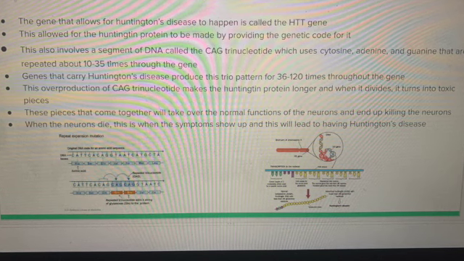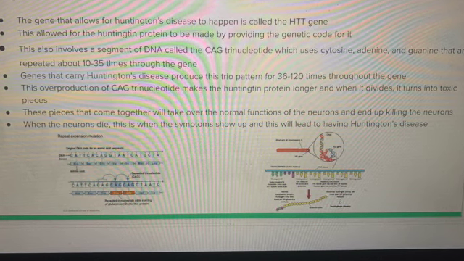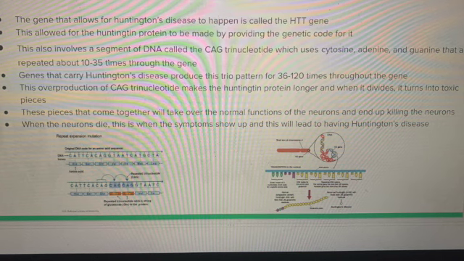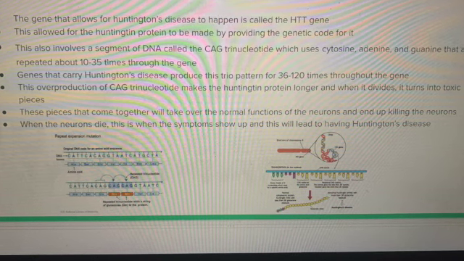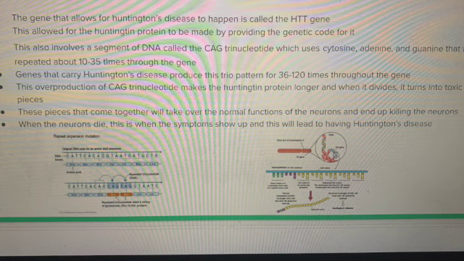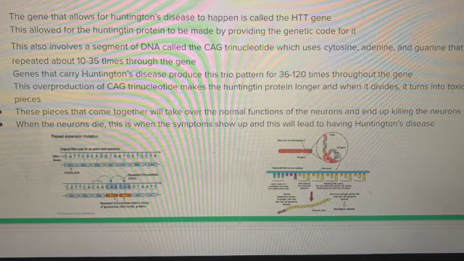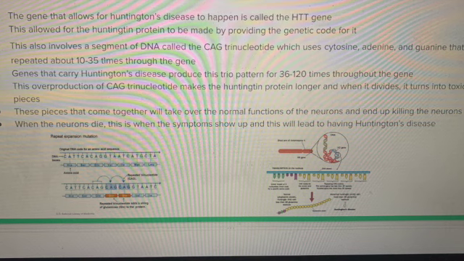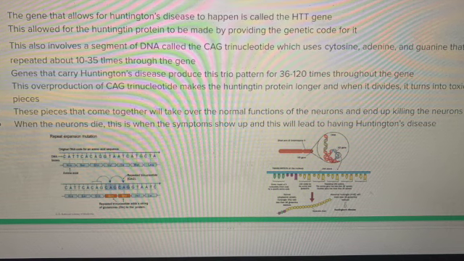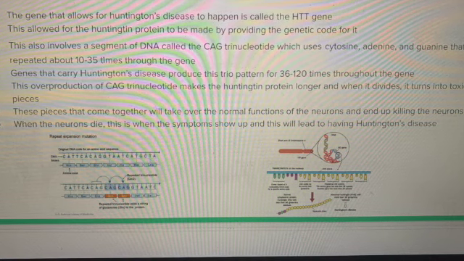This overproduction of the CAG trinucleotide makes the Huntingtin protein longer, and when it divides, it turns into toxic pieces. These pieces come together and take over the normal functions of the neurons and end up killing the neurons. When the neurons die, this is when the symptoms show up, and this will lead to having Huntington's disease.